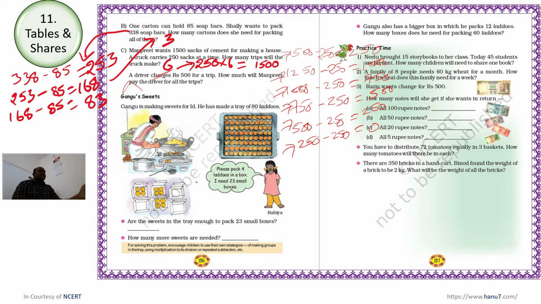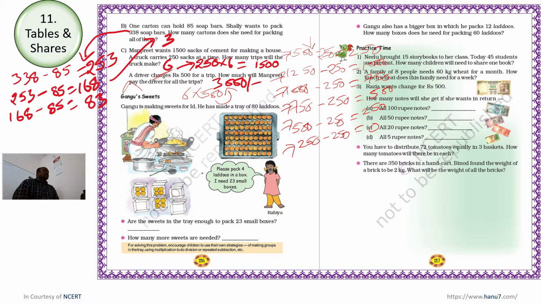So I wrote it directly by doing the multiplication. Now we know that there are 6 trips. So the answer for the driver is 6 into 500, which is equal to 3000. 6 fives are 30, and 2 zeros as it is. Like this you have to calculate the answers, either by using the repeated subtraction method or the multiplication method.